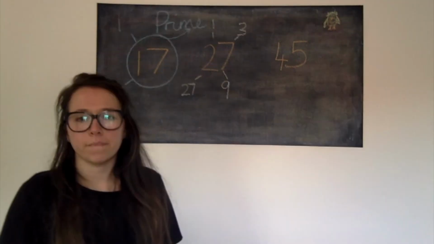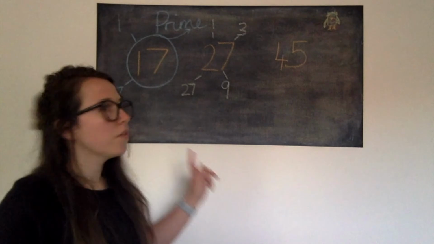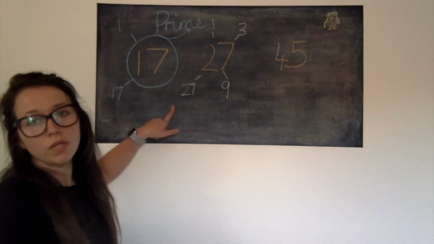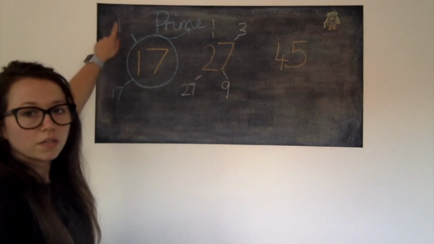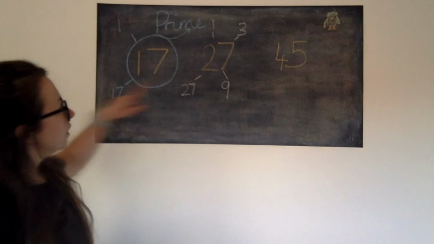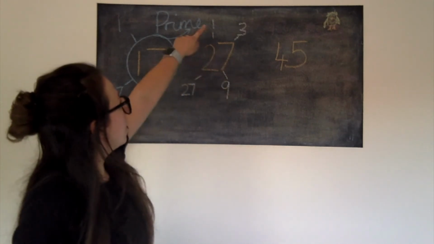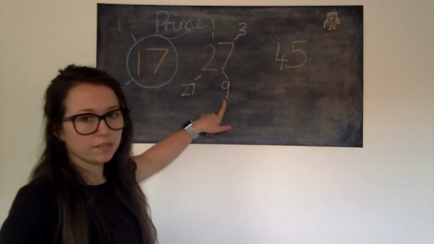Good luck. Okay, hopefully you came up with the same answer as me. The only prime number here is 17. So that's because it's only got 2 factors. Only 2 numbers times together in order to get 17. 1 times 17. 27 is a composite number, so it has more than 2 factors. We can do 1 times 27, or we can do 3 times by 9.